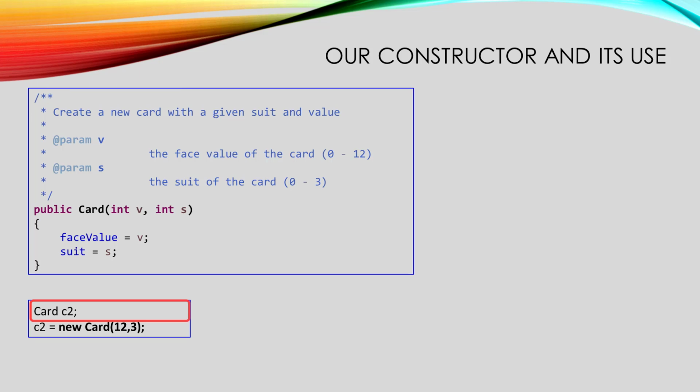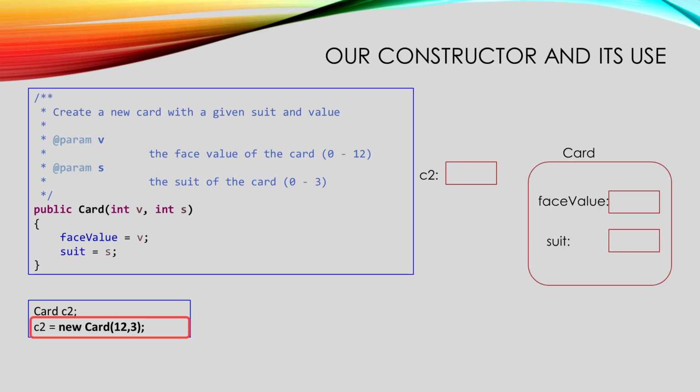That means the compiler doesn't know how much memory a card needs, so it just allocates a space for a reference. This new statement creates a card. The new statement allocates space for the card object and the instance variables that that object needs. Then it calls the constructor. It passes arguments of 12 and 3 into the parameters, so the parameter v will have a value of 12 and s will have a value of 3.